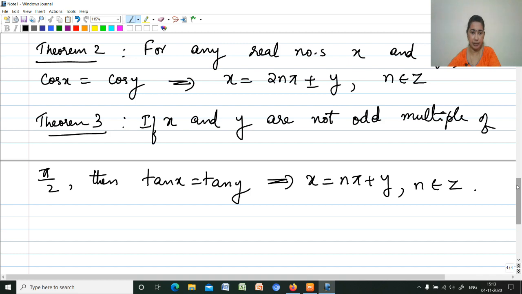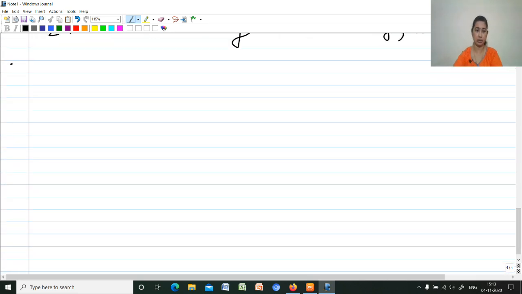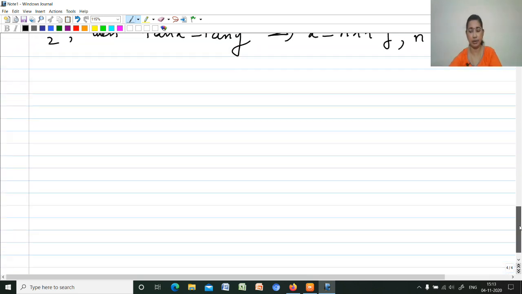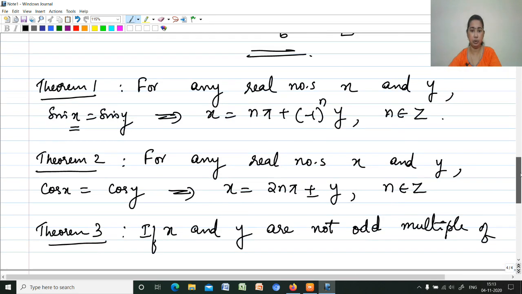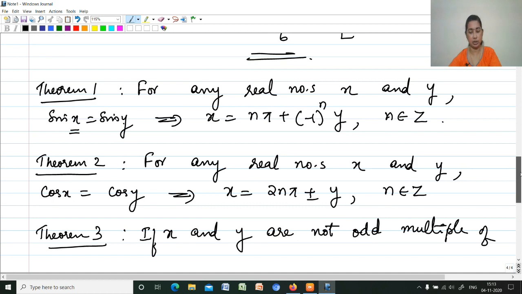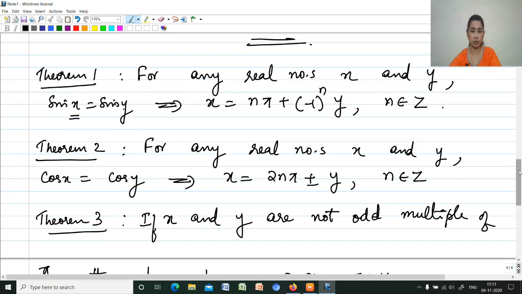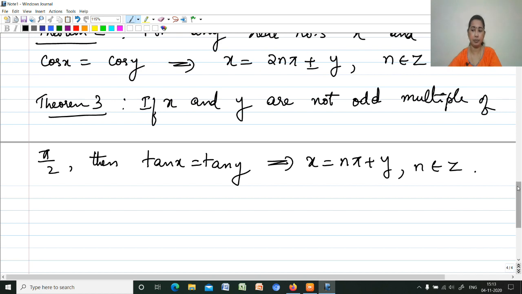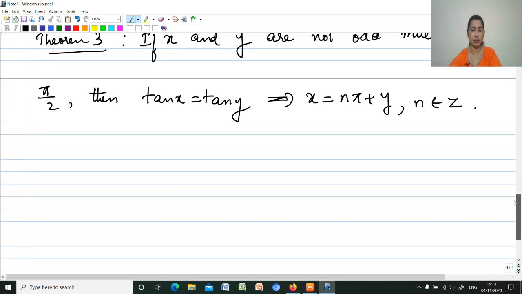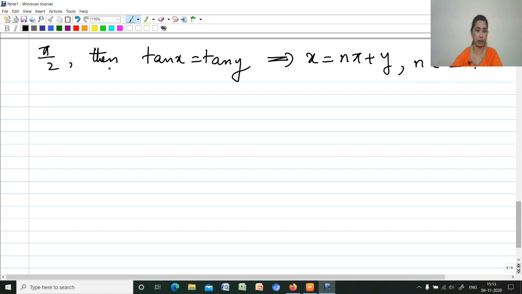Now, using this we can find the general solution. What are the theorems we have learned? If sin x equal to sin y, then x equal to n pi plus minus 1 raised to n into y. Cos x equal to cos y, then x equal to 2n pi plus or minus y. And if tan x equal to tan y, x equal to n pi plus y. Okay. Now, next question.